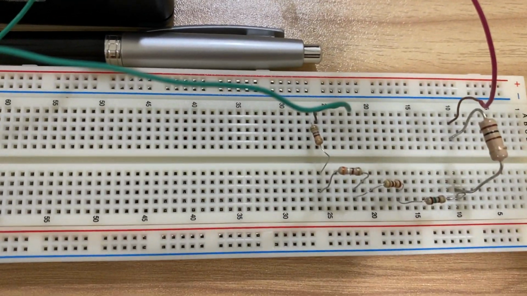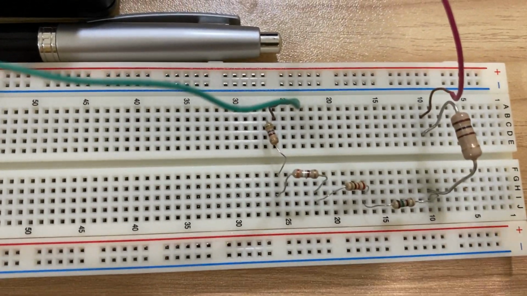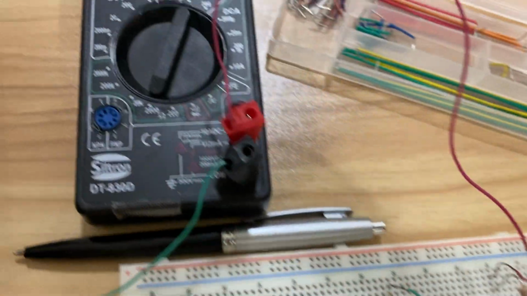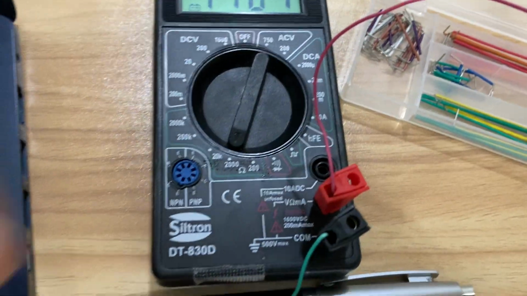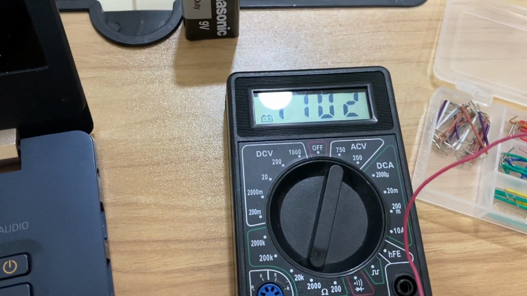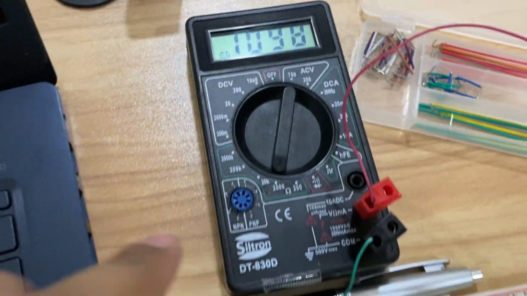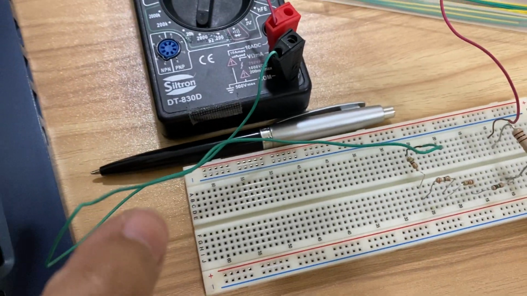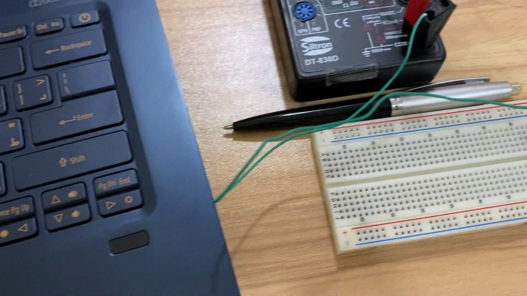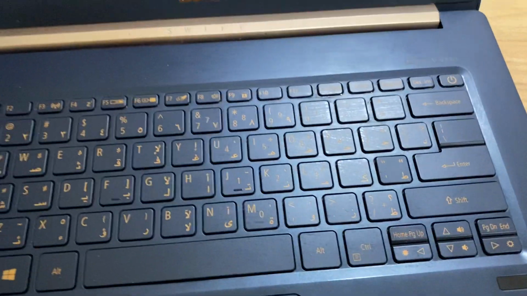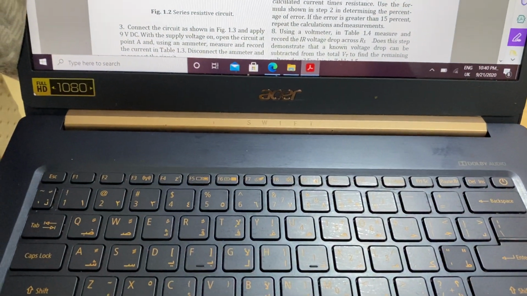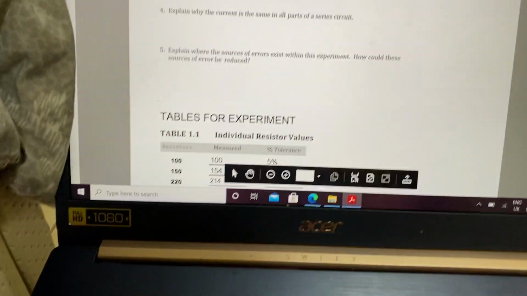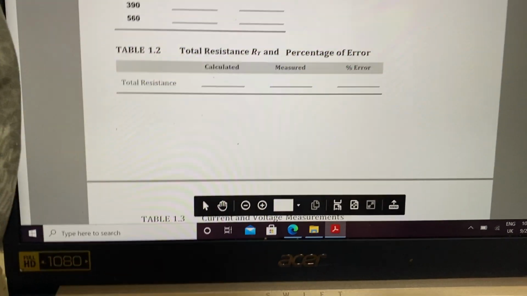Okay, now I already connected all this part together and I want to measure the resistance value. So our resistance value here is almost 1100, and then we will compare our measured resistance value with our calculated one, and we will write all this in the second table. So this is our second table.